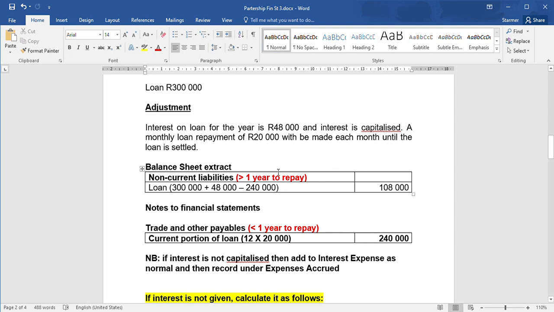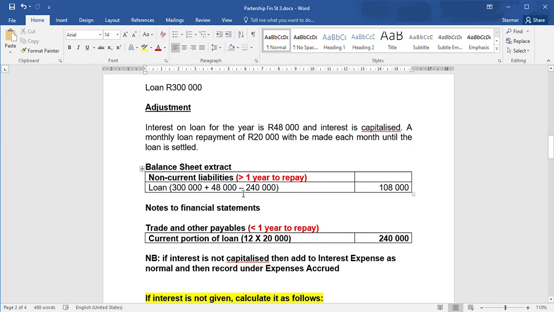Now, the next part tells you that we're going to make a monthly loan repayment of 20,000 Rand until the loan is settled. You need to know your definitions here. Non-current liability means you've got more than a year to pay back. Current liability means you've got less than a year to pay back. So if we're going to pay 20,000 Rand per month until the loan is settled, you take 20,000 times 12.